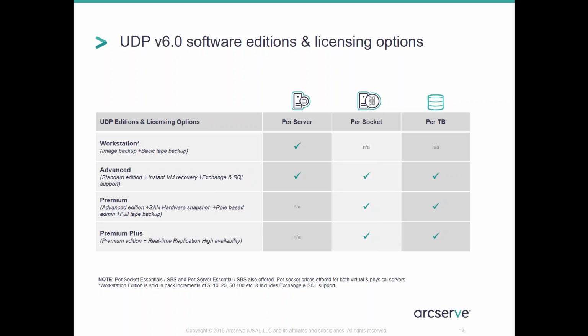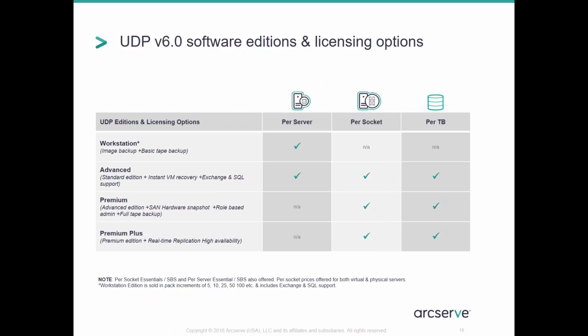Now, the premium licenses are probably our most popular license, and that includes everything that's in the Advanced Edition, but it also has SAN hardware snapshot for NetApp, Nimble, and HP 3PAR. It also has role-based access into the console, and also if you need to do disk to tape migration, it has full tape library support in the premium license as well.